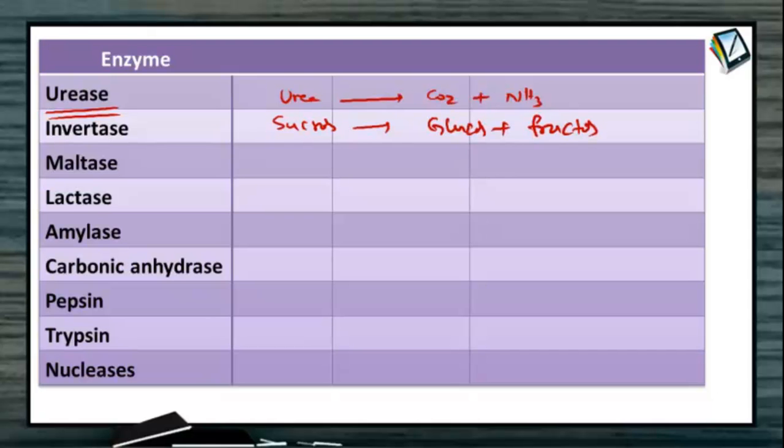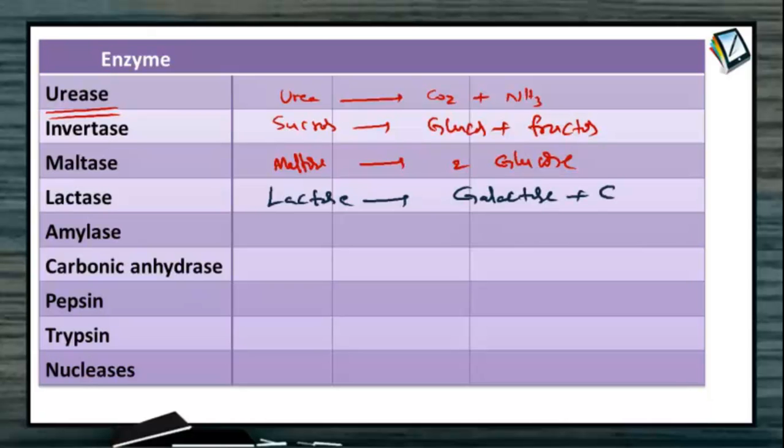And maltase is an enzyme which converts maltose to 2 moles of glucose. And lactase is useful for the hydrolysis of lactose, and it forms 1 mole of galactose and 1 mole of glucose. And amylase is another enzyme useful in the hydrolysis of starch. The starch is hydrolyzed to alpha glucose.